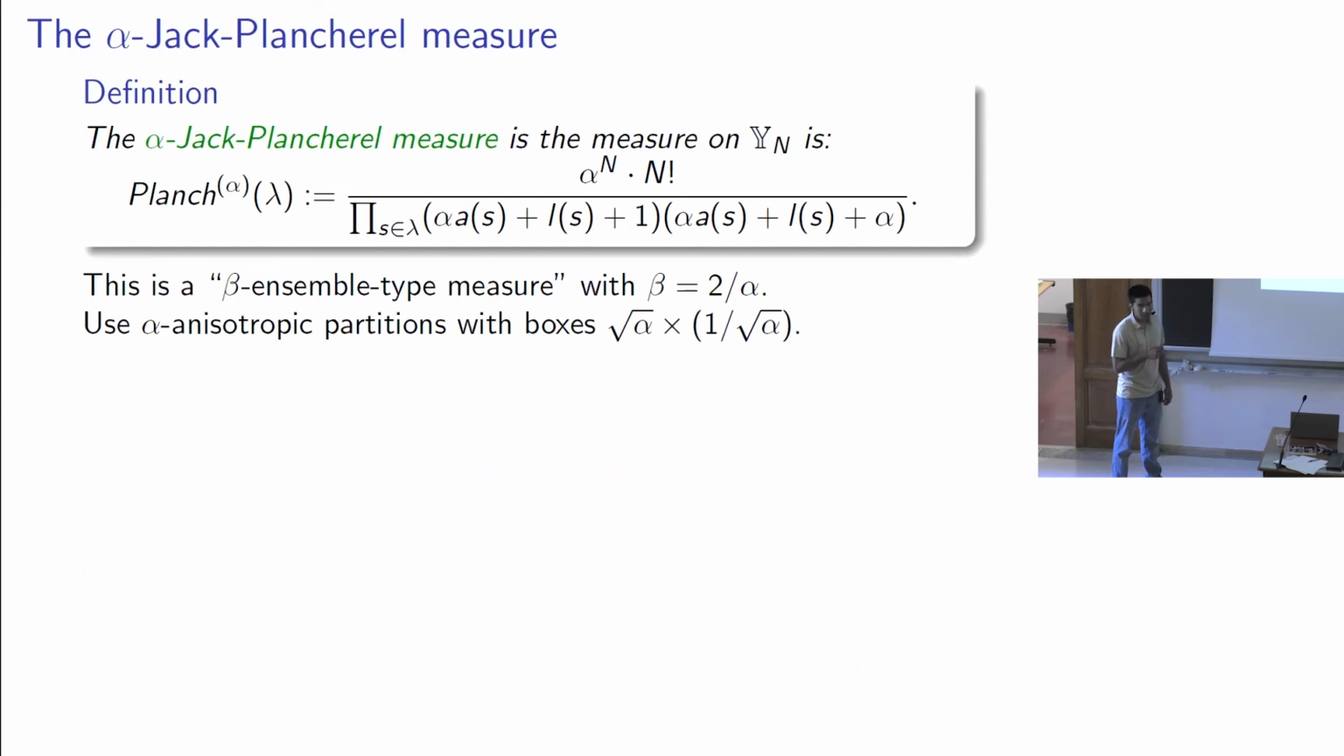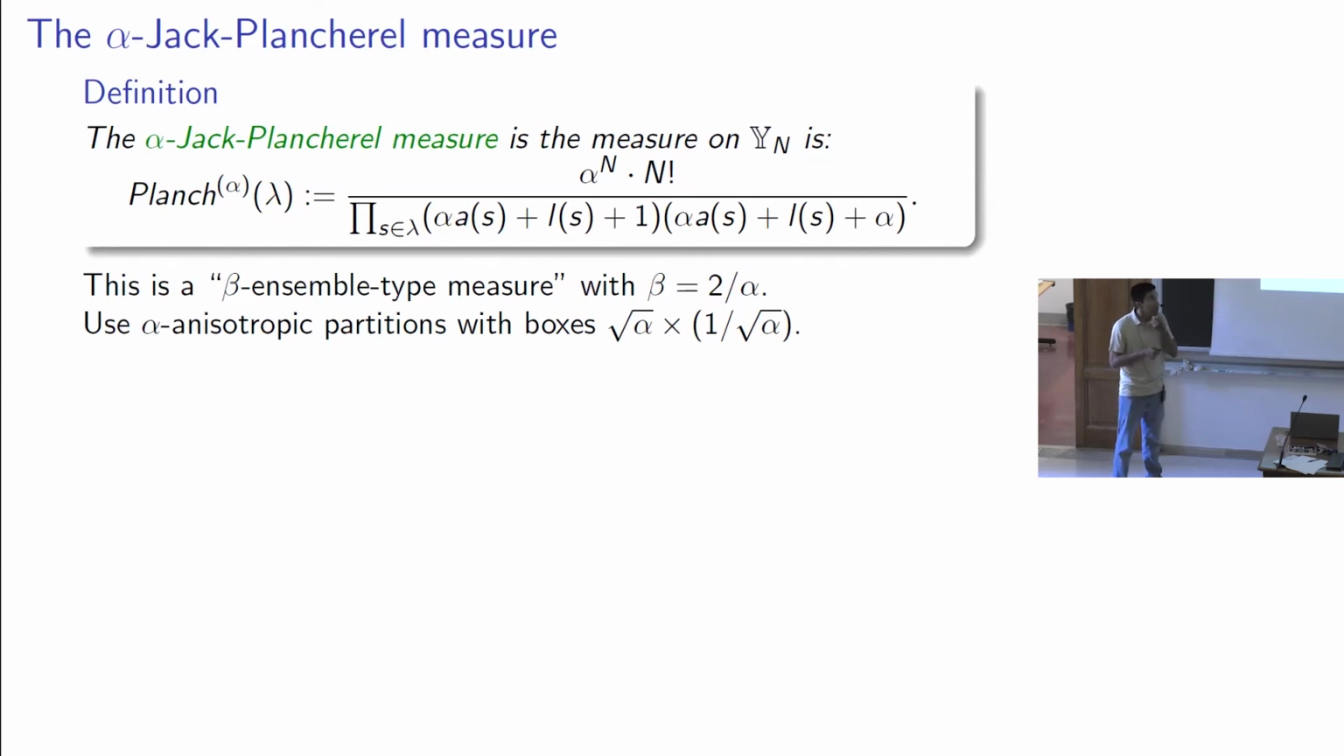Jack, because it's related to Jack polynomials, but it's given by this simple formula right here. It will be alpha to the n times n factorial, divided by a product of hooks, alpha deformation of hooks to be more precise. So you have one possible alpha deformation, another possible alpha deformation. And this gives me a probability measure on partitions of size capital N.